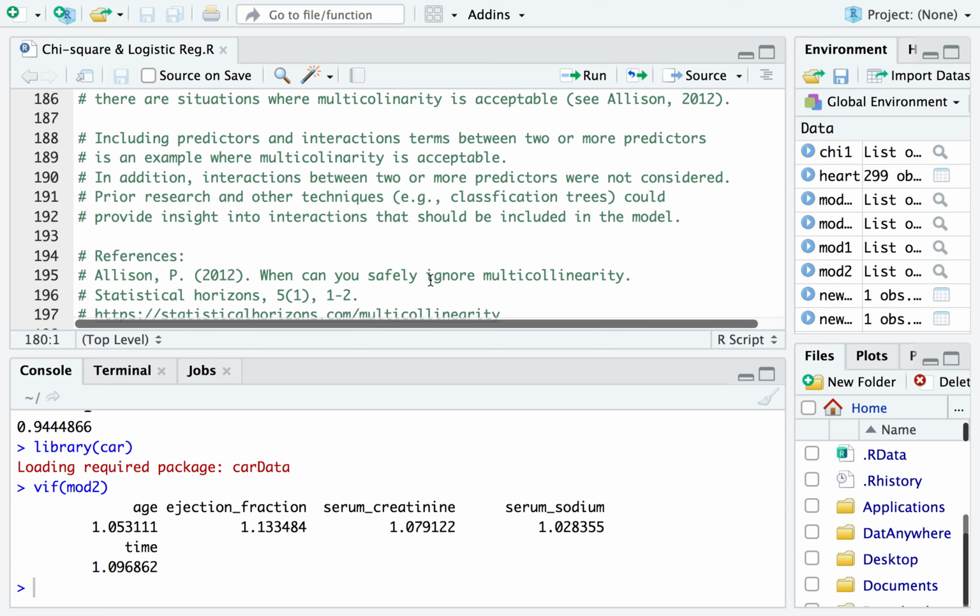But that's one thing we didn't consider. Earlier I noticed that smoking was not included in this, and from my knowledge, I expect smoking to be included, but maybe smoking is a significant predictor of death only for, let's just say, people with high blood pressure. That's an interaction that should be included, and that's one thing we didn't consider at all in this model that we can consider in future models.